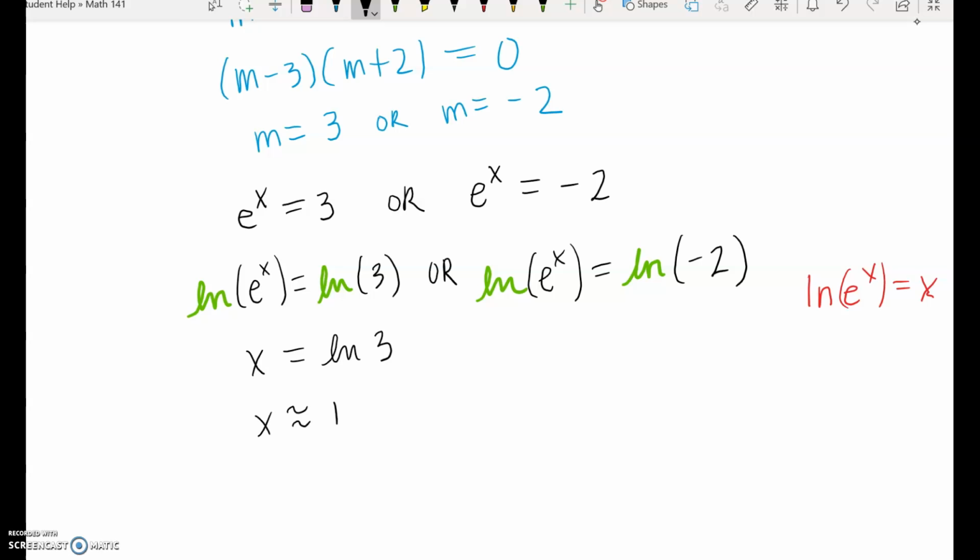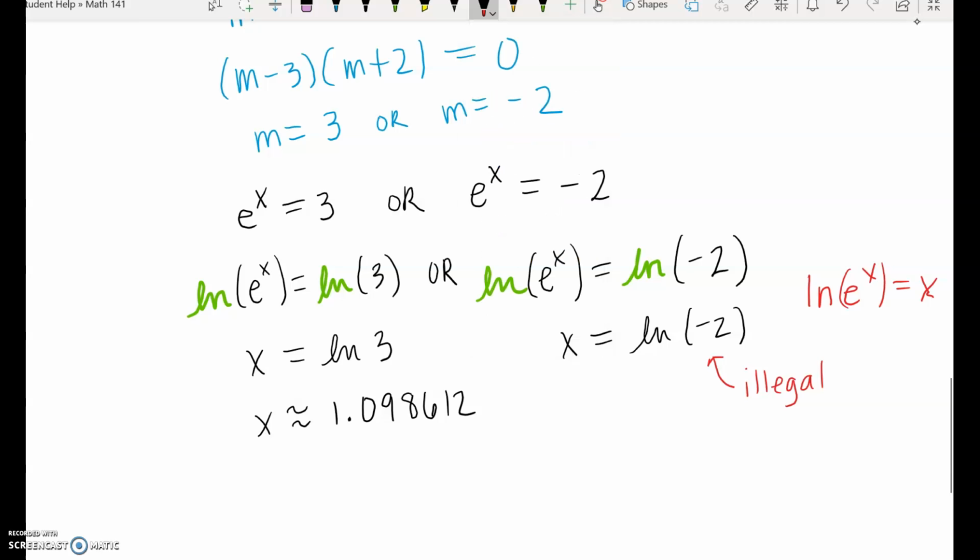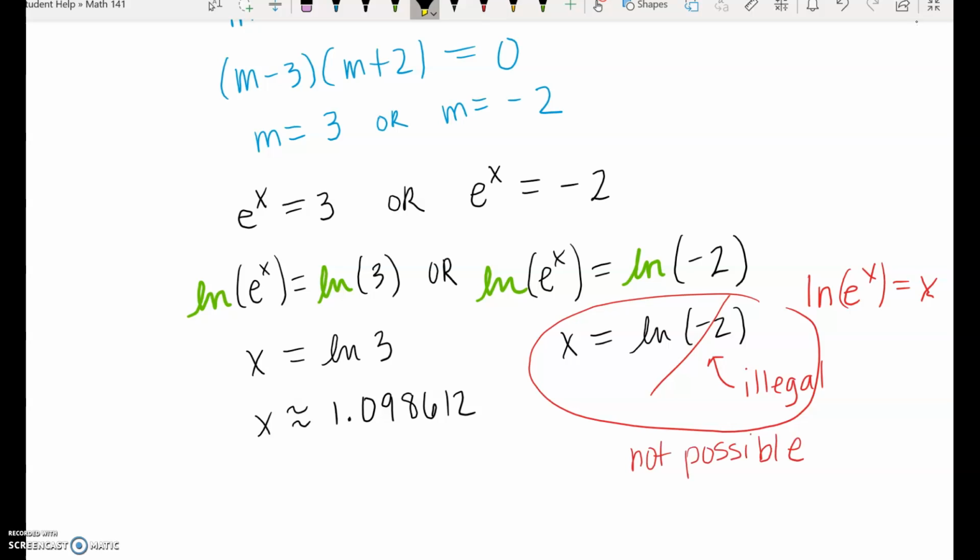So I'm going to say that this part is just x equals natural log of 3, or x is approximately 1.098612 using a calculator. On the right side, I have x is equal to the natural log of negative 2, but this is illegal. We're not allowed to plug in a negative number for a log, so we'll say that this is not possible. So for this example, we have one answer, and it's that.